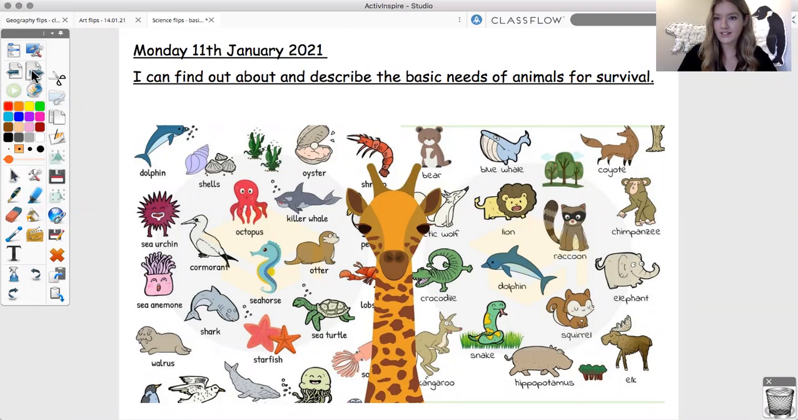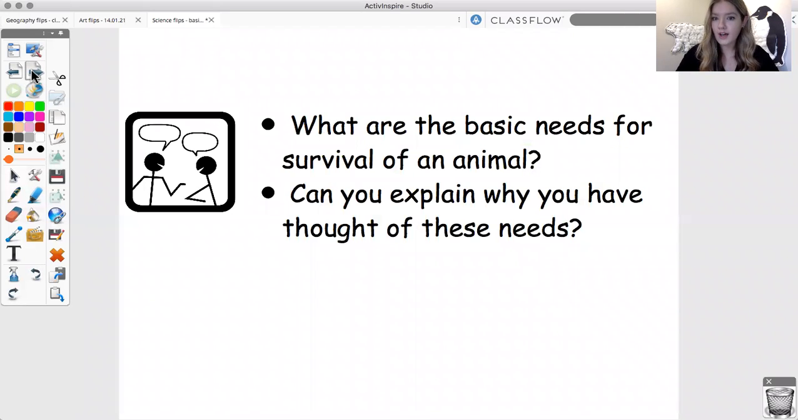So your very first task. What are the basic needs for survival of an animal? Can you explain why you have thought of these needs? So have a discussion with someone at home. Basic needs of survival for an animal. Really think about that word, survival. What do animals need to carry on living, to keep existing?